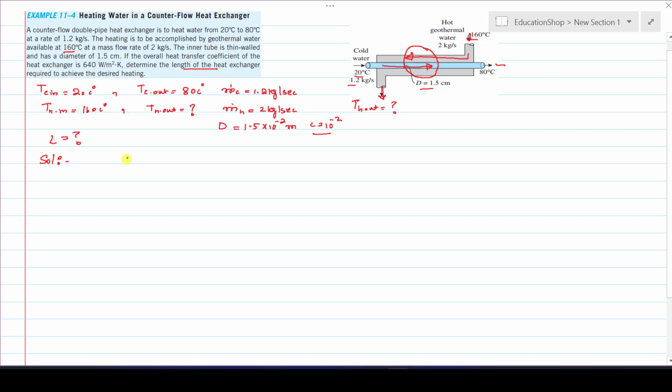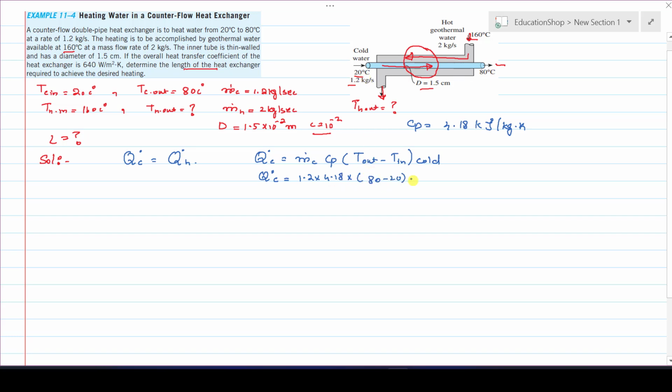Before starting the solution, remember the heat absorbed by the cool fluid is equal to the heat released by the hot fluid. The rate of heat absorbed by the cool fluid is equal to the mass flow rate of the cool fluid, times the Cp value of water, which is constant and is 4.18 kJ per kg Kelvin, times the change in temperature of the cool fluid, T out minus T in. M dot C is 1.2, the Cp value is 4.18, and the change in temperature is 80 minus 20. Multiply this and you will get Q dot C, that is 301 kilowatt.